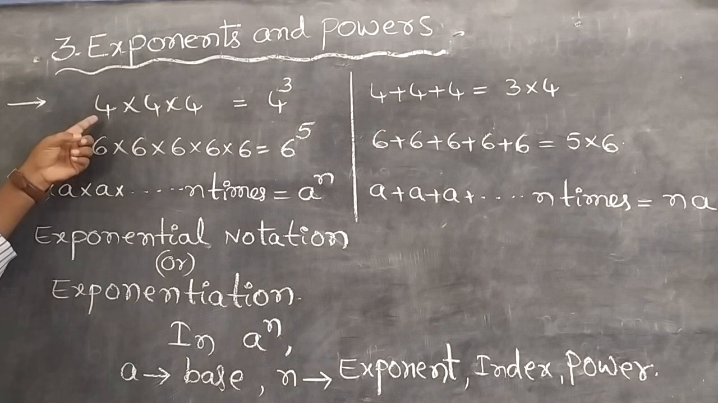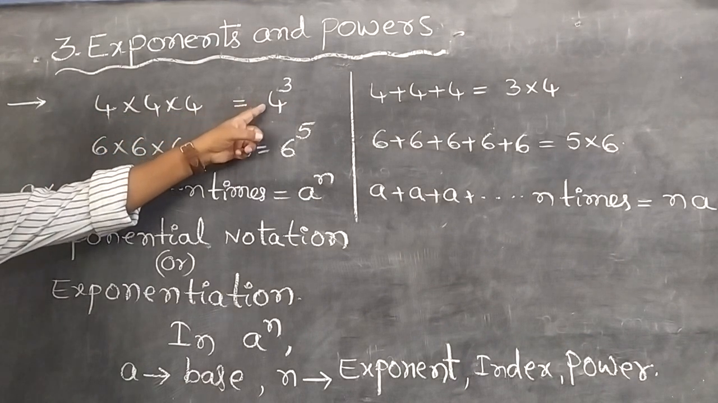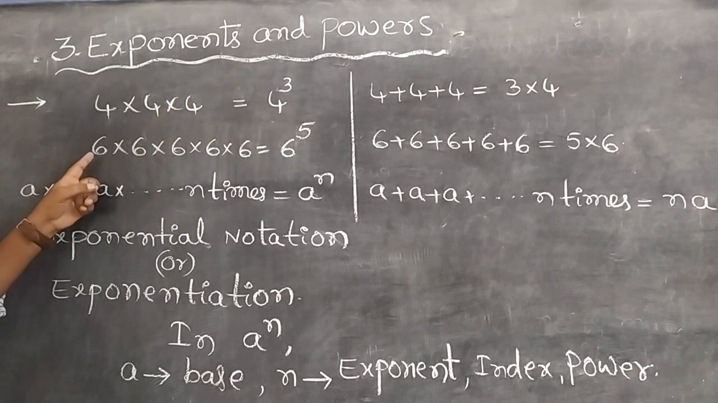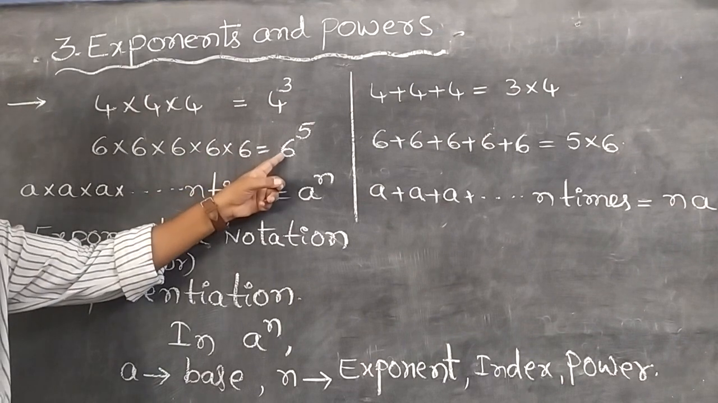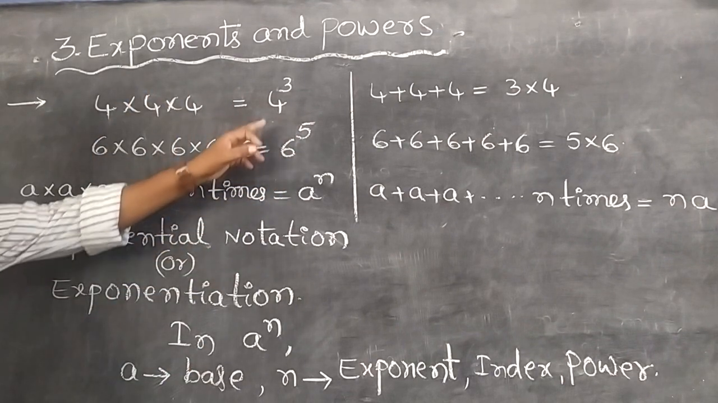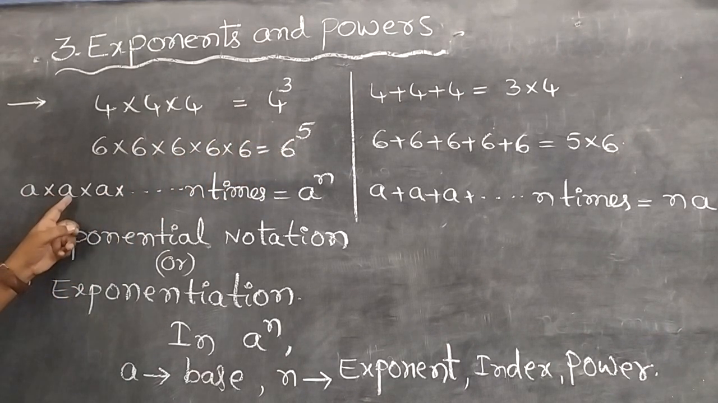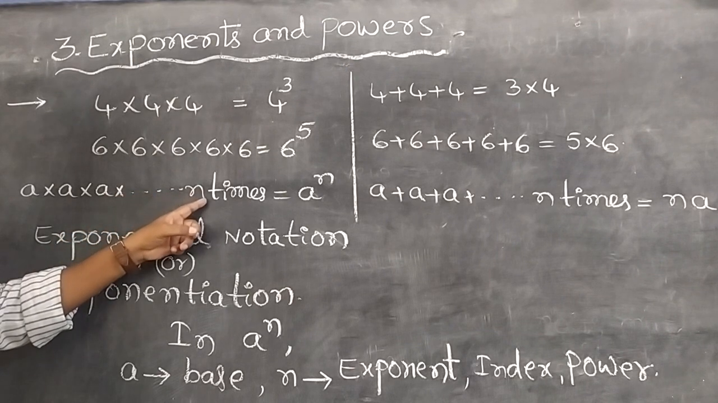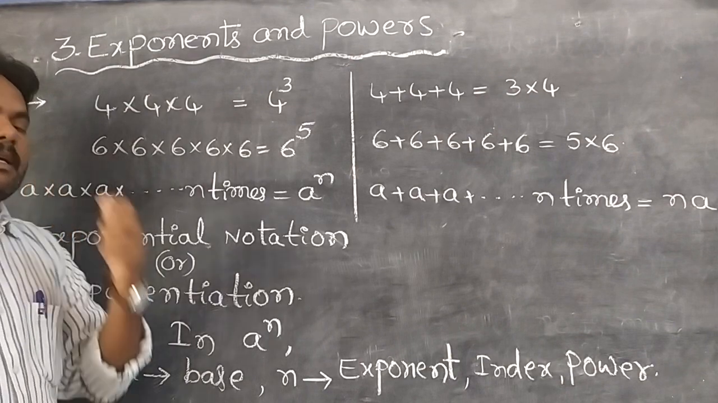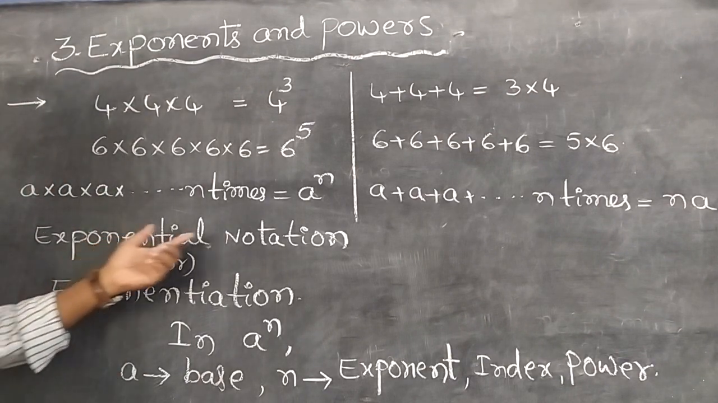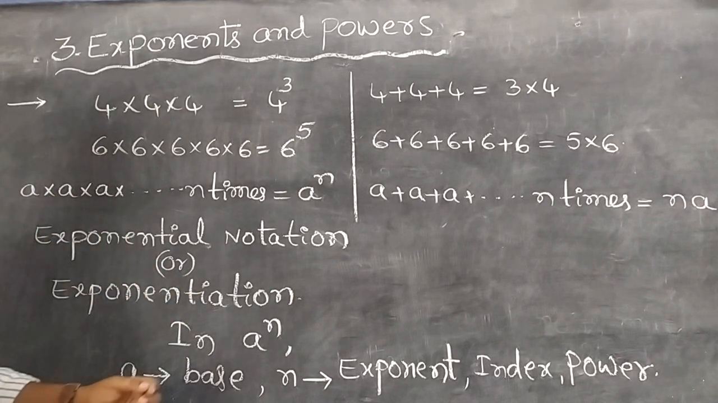And it also comes to the product side. The product of 4 three times, 4 into 4 into 4, can be expressed as 4 cubed. And 6 into 6 into 6 into 6 into 6, five times, can be expressed as 6 power 5. Observe one more example: A into A into A and so on n times can be expressed as A power n. This type of notation is called exponential notation or exponentiation.